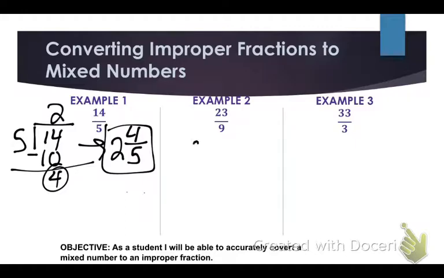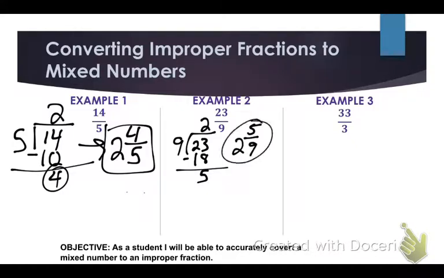Next one, 23 over 9. How many times does 9 go into 23? Well, twice. 2 times 9 is 18. You subtract, you get 5. That's our leftover. That's our numerator. So we have 2 and 5 over 9. Ladies and gentlemen, that's your answer.